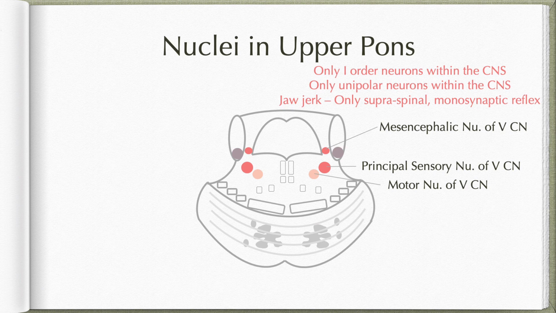In addition to these trigeminal nuclei, we also find the nucleus ceruleus in the floor of the fourth ventricle, which gives that bluish grey discoloration to the superior fovea.